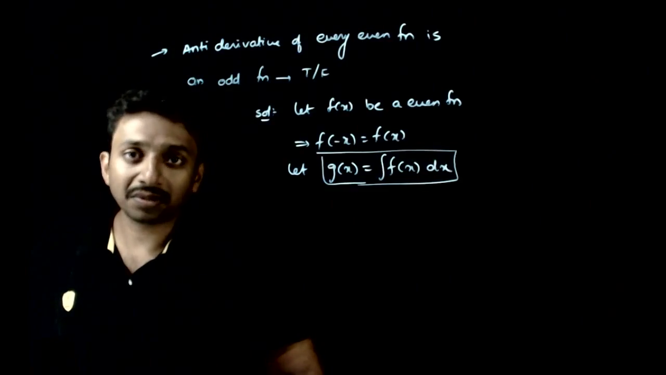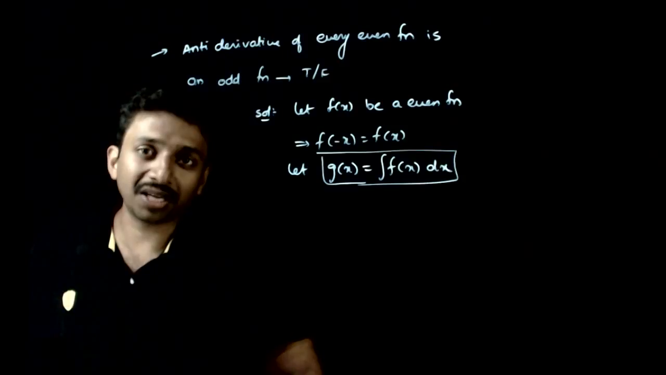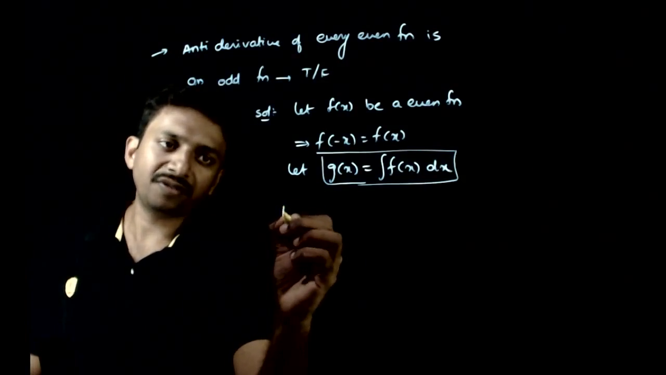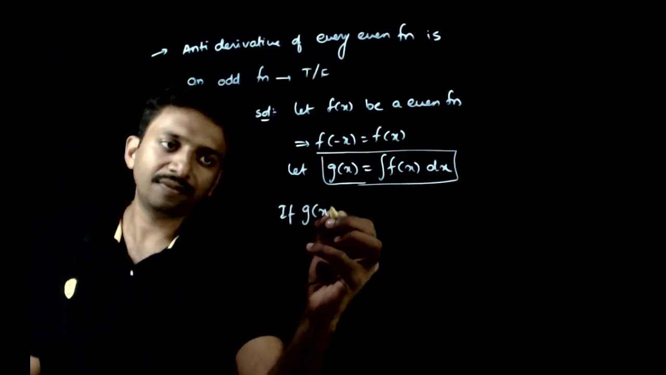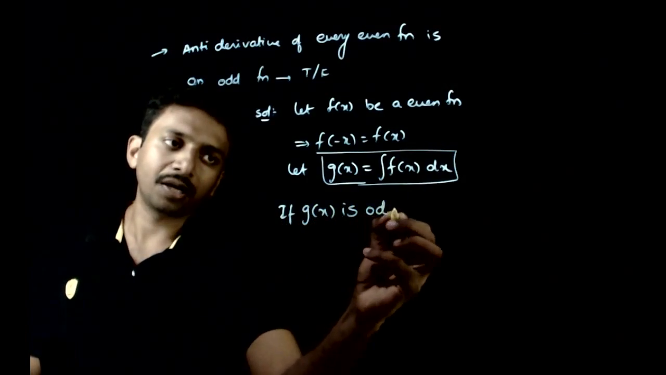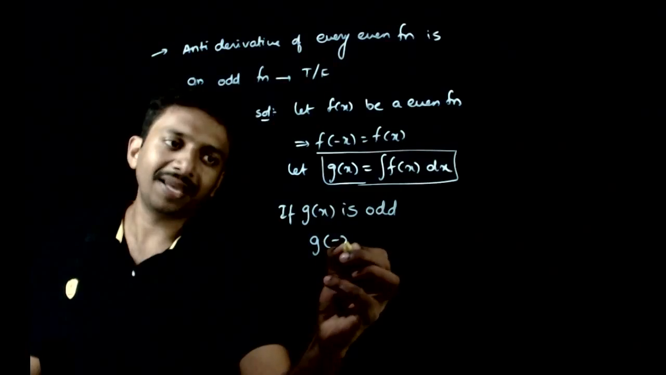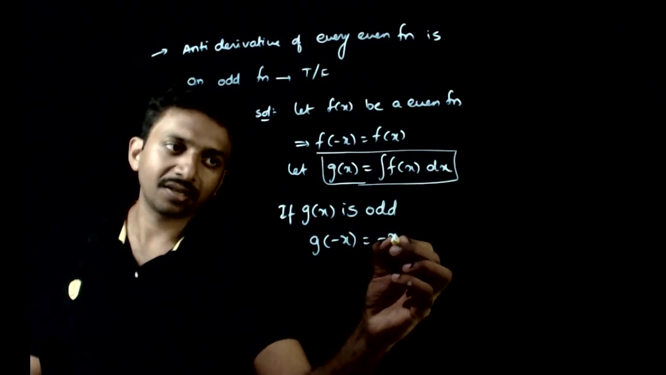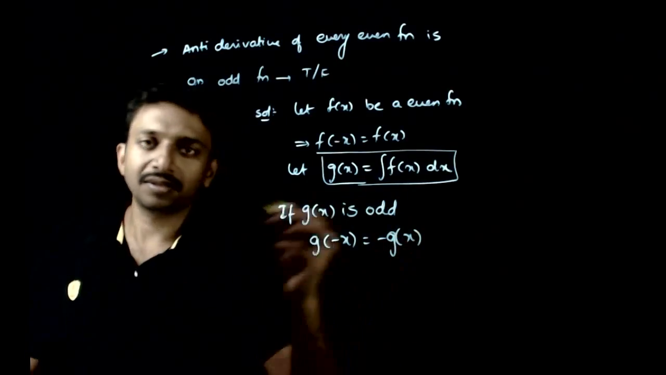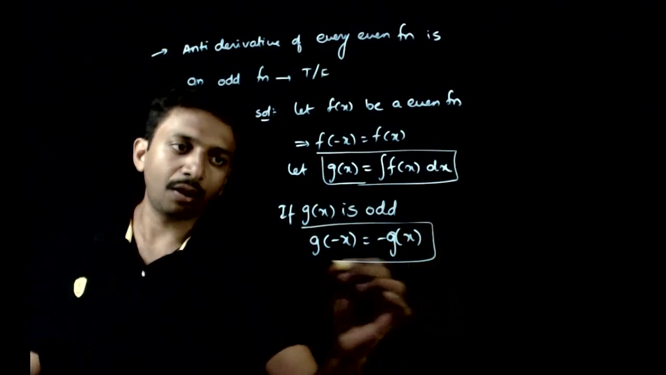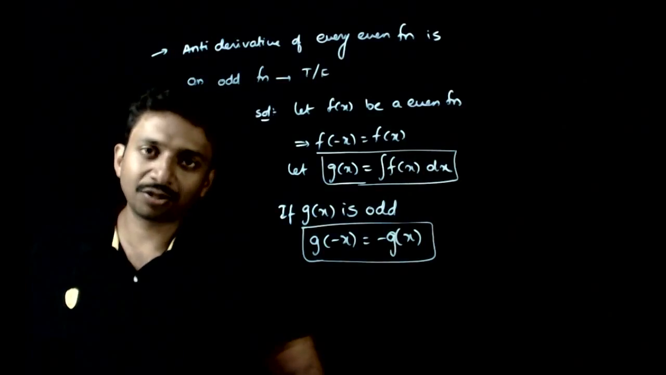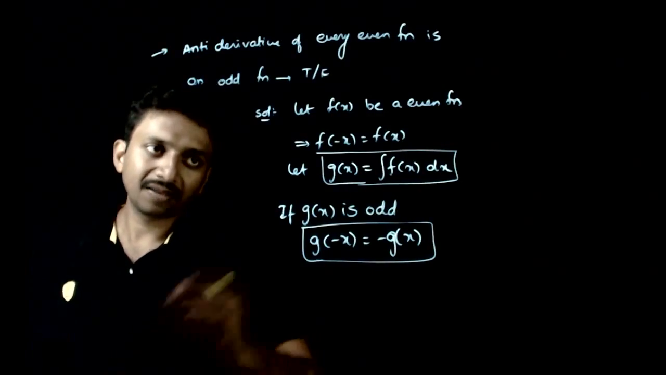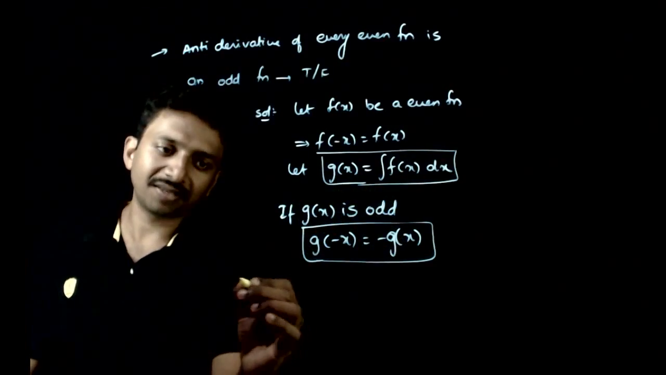So how do you check whether a function is an odd function or not? If g of x is odd, then g of minus x has to be equal to minus g of x. That's the definition of an odd function. So g of minus x should be equal to minus of g of x. So let us try to find g of minus x.